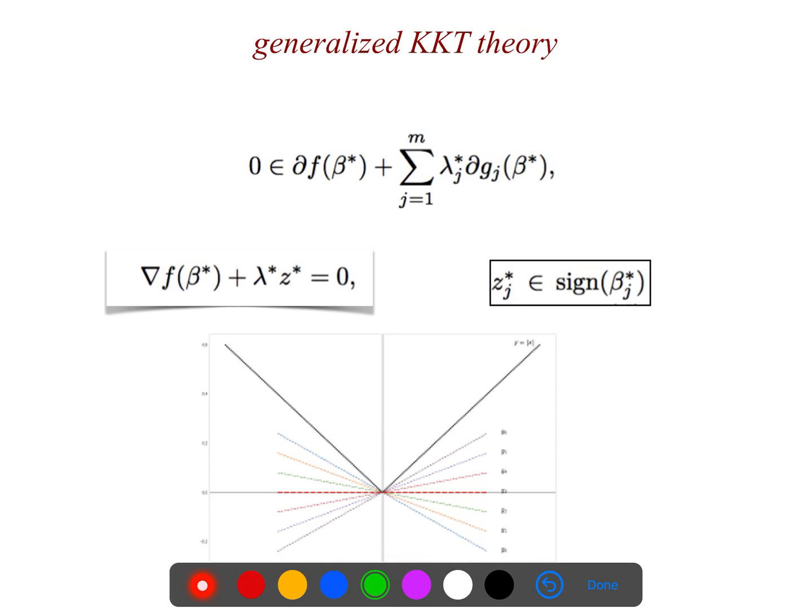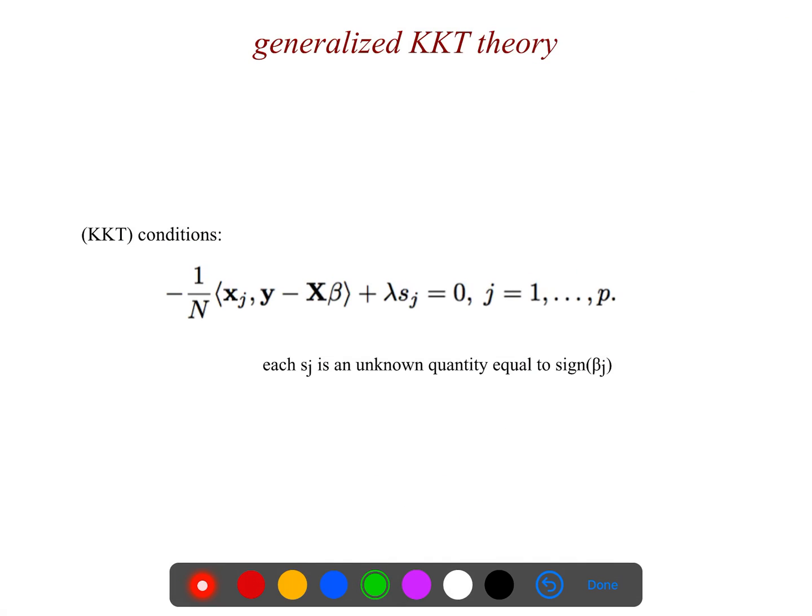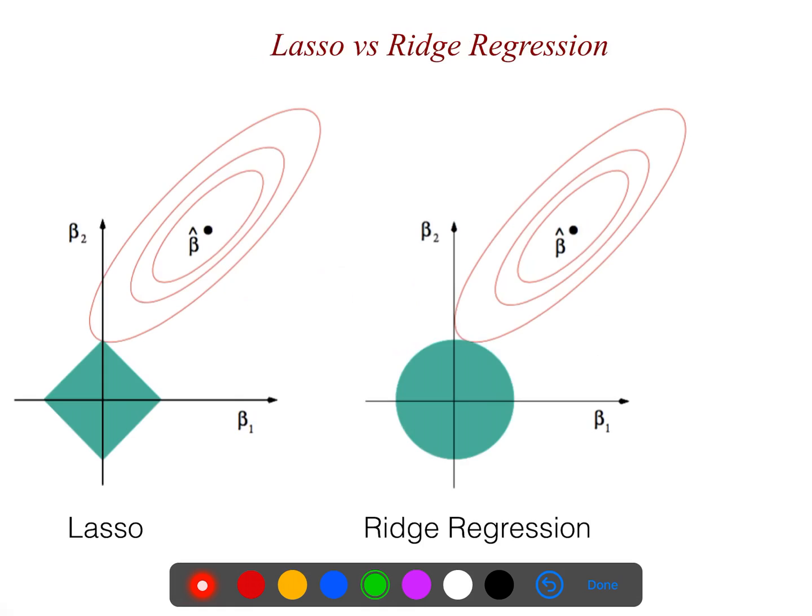And here we want to say that this is general KKT theory, because in KKT theory, we assume that our function is differentiable. But in general, for example, in Lasso, we are working with non-differentiable functions, so we have to use this kind of mathematics to make some progress.